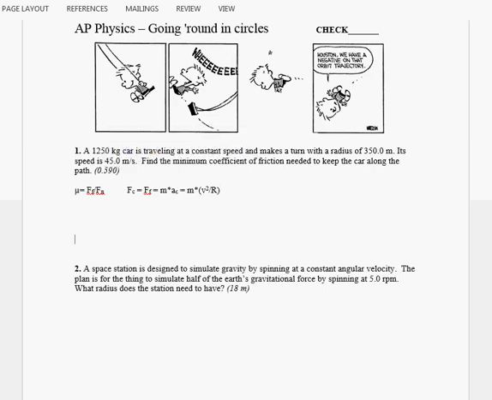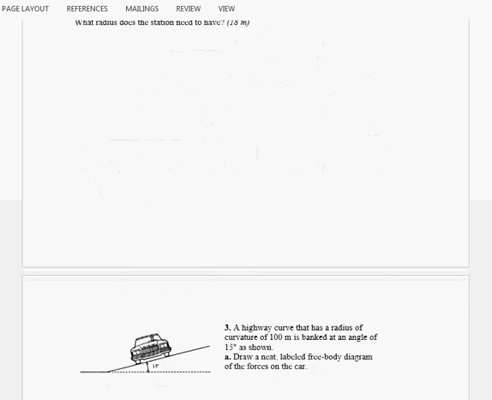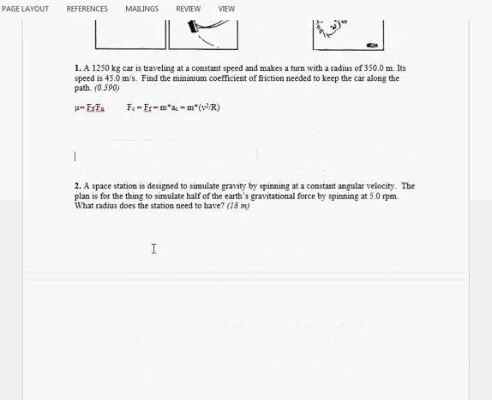Question number 2 is a little bit different. This is kind of an interesting problem where they give us a situation. They're trying to simulate half of the Earth's gravitational force. So really what that's saying is we want to find an acceleration that is 0.5 g, where little g is our acceleration due to gravity. They also tell us that this thing will spin at 5 revolutions per minute.